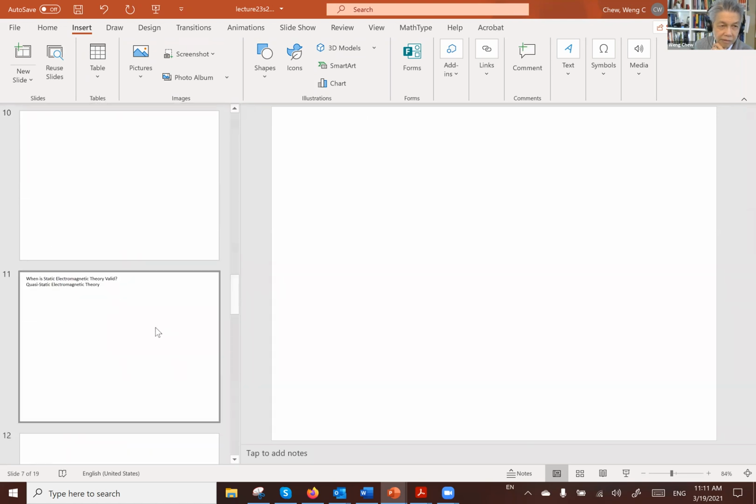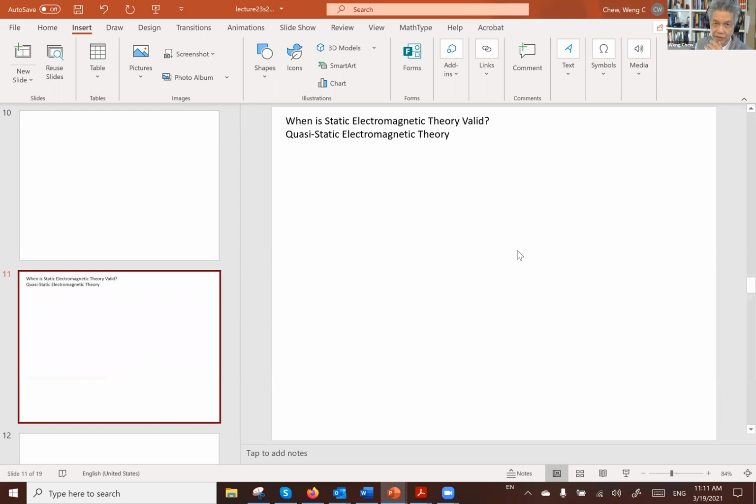Okay, I think I have the slide here, which is the question of when is static electromagnetic theory valid? When is quasi-static electromagnetic theory valid? Because we started out with static electromagnetic theory. We deal with scalar potential and vector potential. And then we end up with studying the vector case, where we end up with a more complicated set of equations to solve.